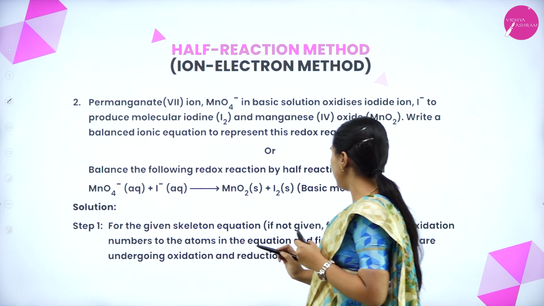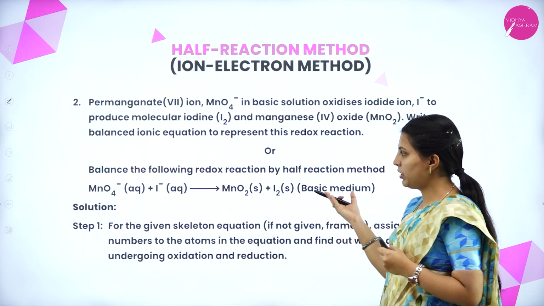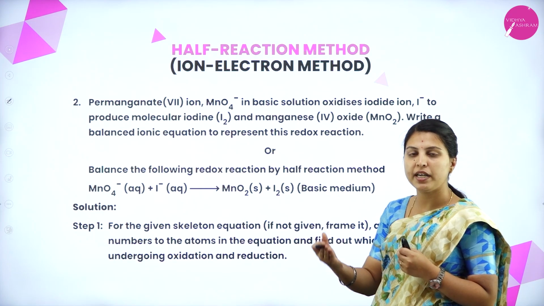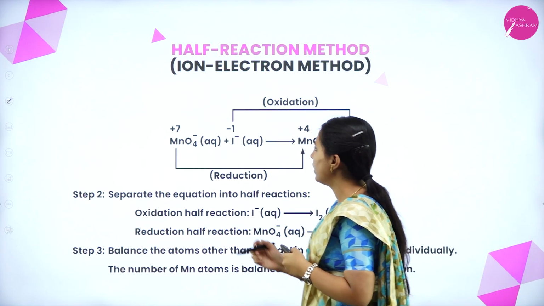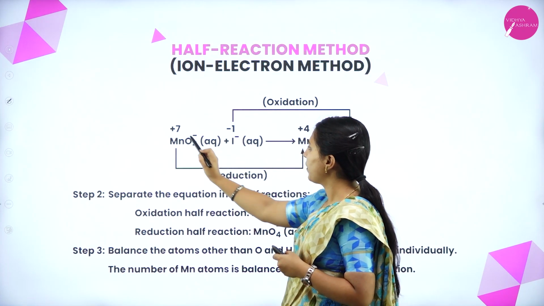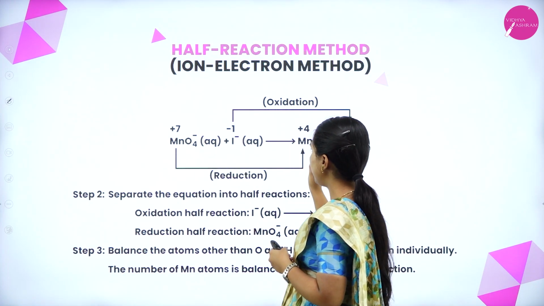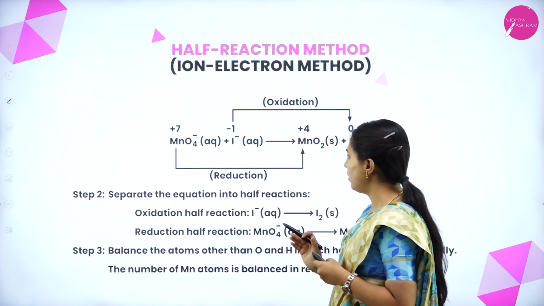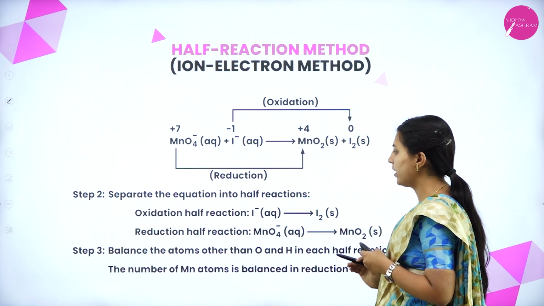For the given skeleton equation, assign oxidation numbers. You now have to assign the oxidation numbers. Later you have to divide the oxidation part and the reduction part. Okay. Here, see, reduction is going from +7 to +4, oxidation from -1 to 0. Next, separate the oxidation reaction and reduction reaction.